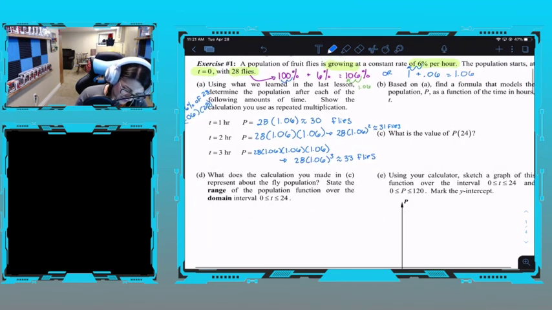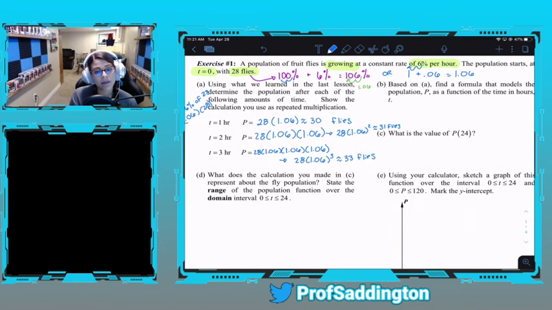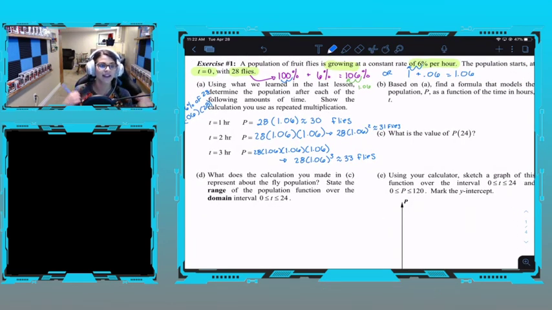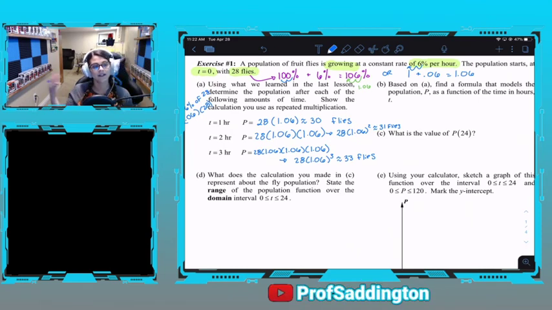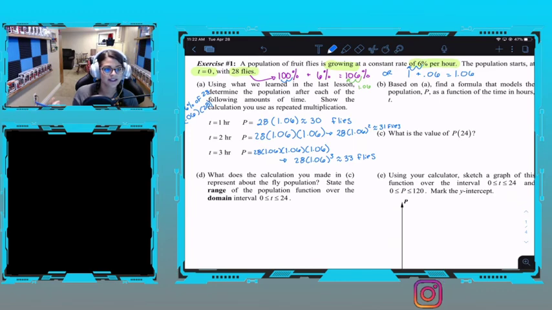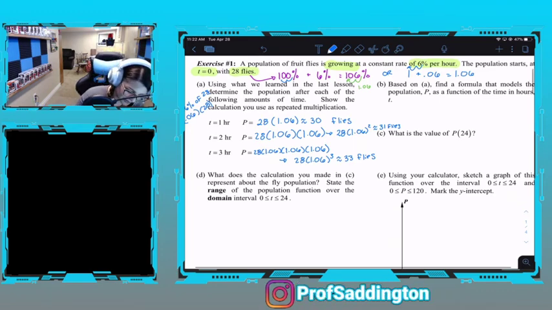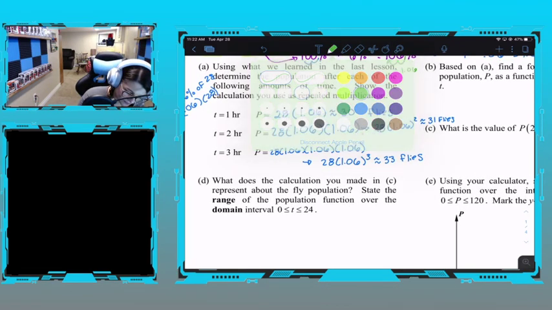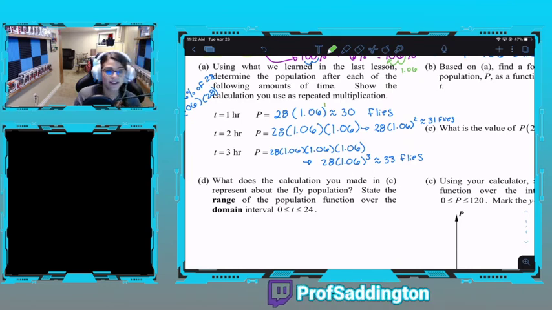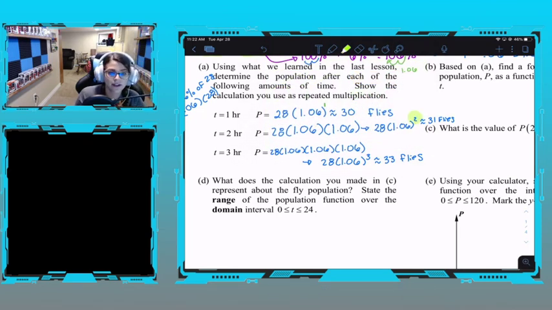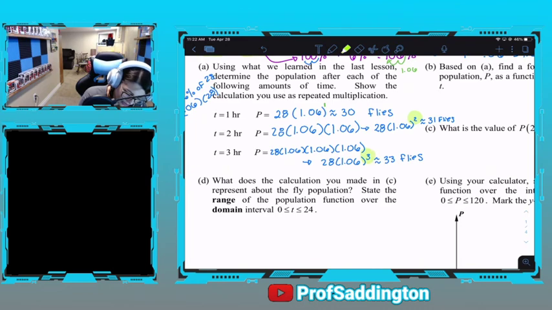So based on this, could we think of a formula to generalize it? If I want to find the 88th hour or the 90th hour, what do you notice about those exponents? Well, the exponent is the amount of time that passed. Technically, we were looking at the first one. There was an exponent of 1 here. We just didn't write it because it seems silly. For hour 2, it was squared. And for hour 3, we had it cubed.